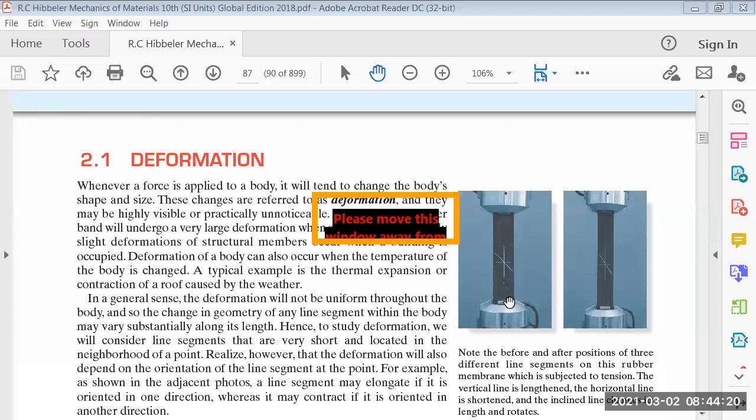If you have a rubber band like this one, and then you draw these lines. You have a line that is along the vertical axis, you could say along the y-axis, and you have a line that is along the horizontal axis, the x-axis, and a diagonal line segment. So you have three lines, but focus on the vertical and horizontal.